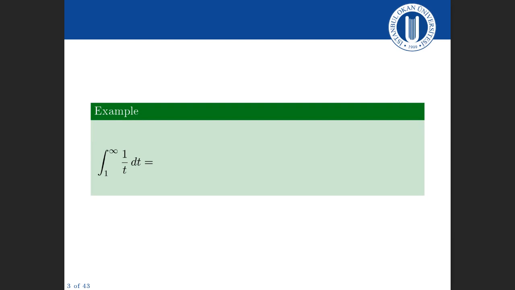One more example. The integral between 1 and infinity of 1 over t dt. This means the limit as r tends to infinity of the integral from 1 to r, 1 over t dt. That's the limit as r tends to infinity of the natural logarithm of t calculated at r and at 1. And that is equal to infinity.